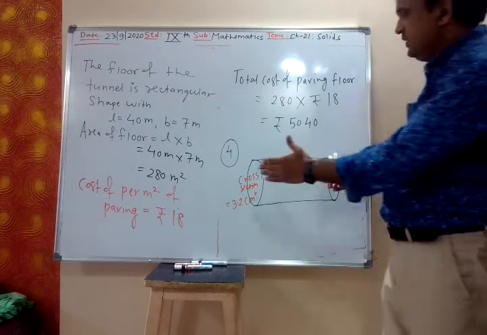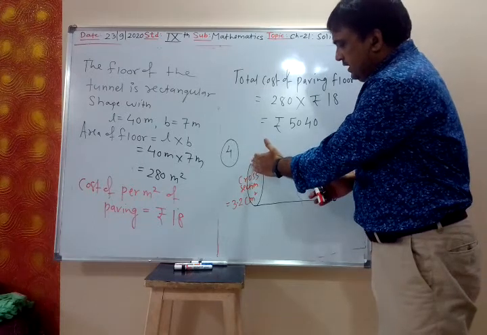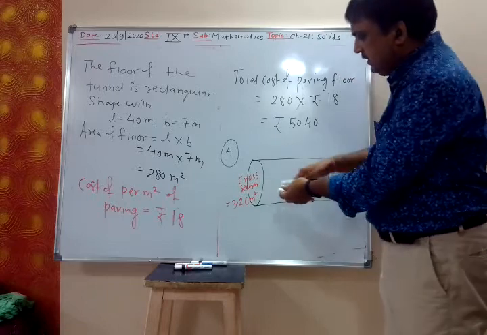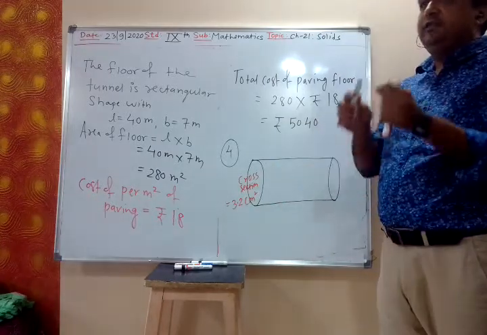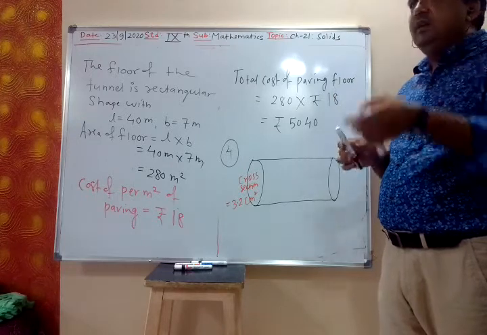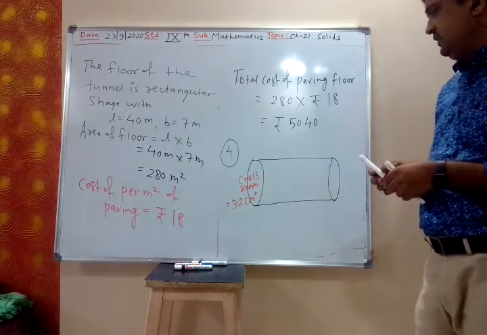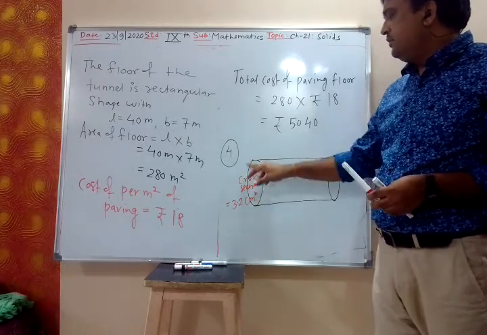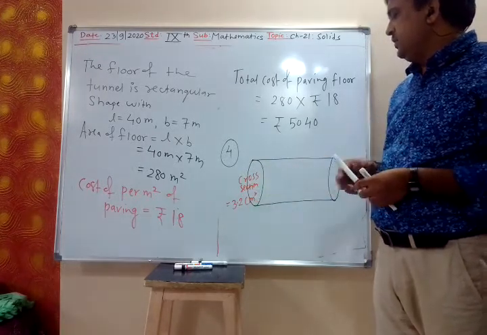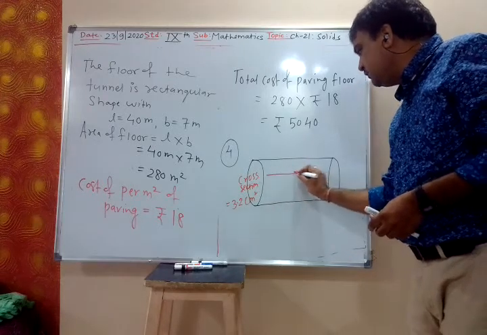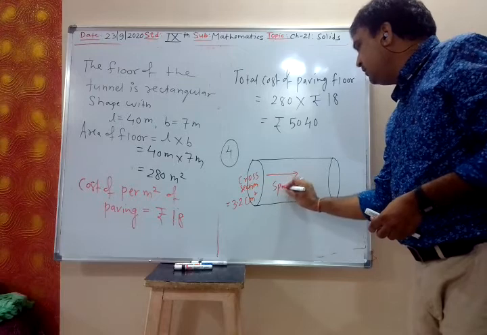Cross section means where the solid is perpendicular to the base. Now see, this is the cross section. If you see the pipe, that round side of the pipe is nothing but the cross section. Through this pipe the water flows.